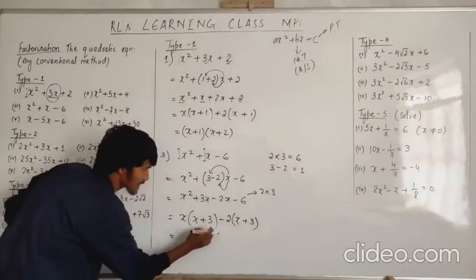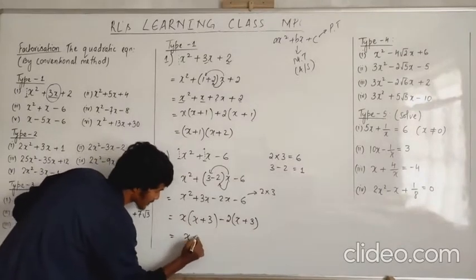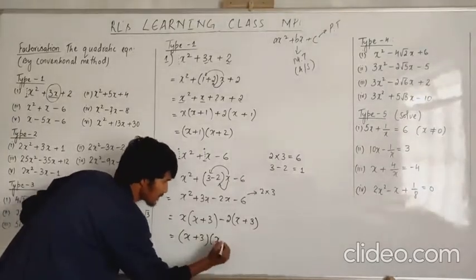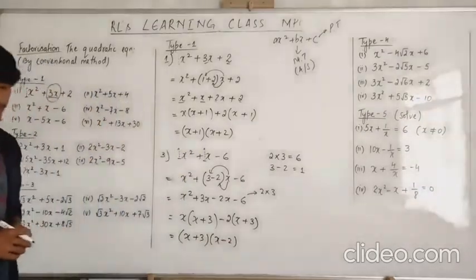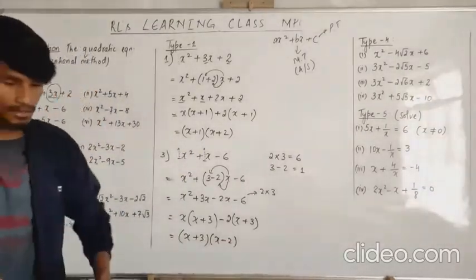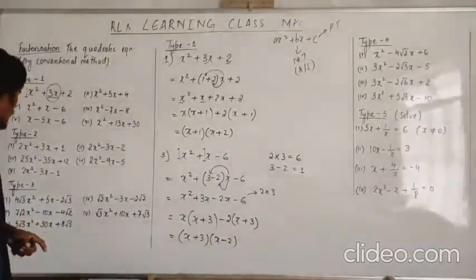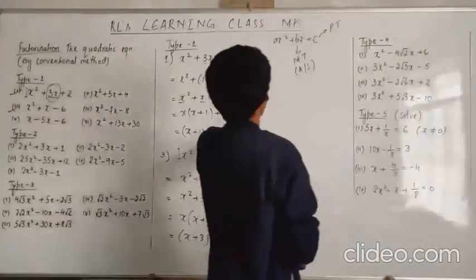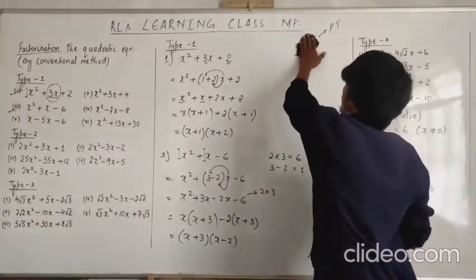Okay. Then here x plus 3 are the same. Then take common this x plus 3. We put here x plus 3. Then left here x minus 2. Now this is the answer for this question number 3. Okay. Now 1 to 3 finished.